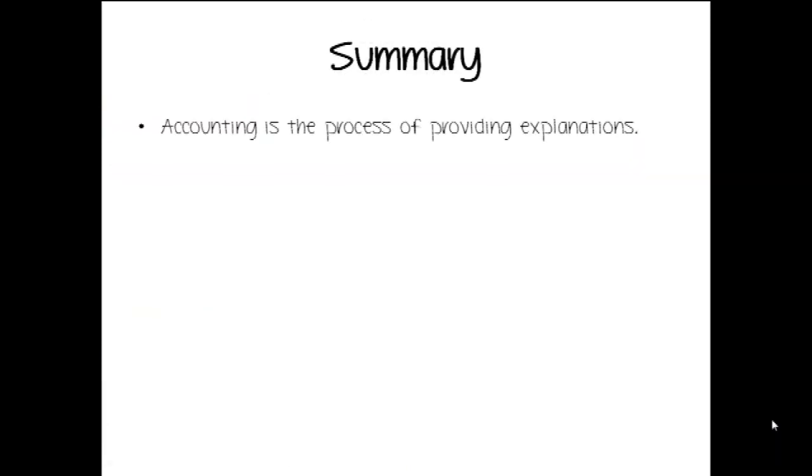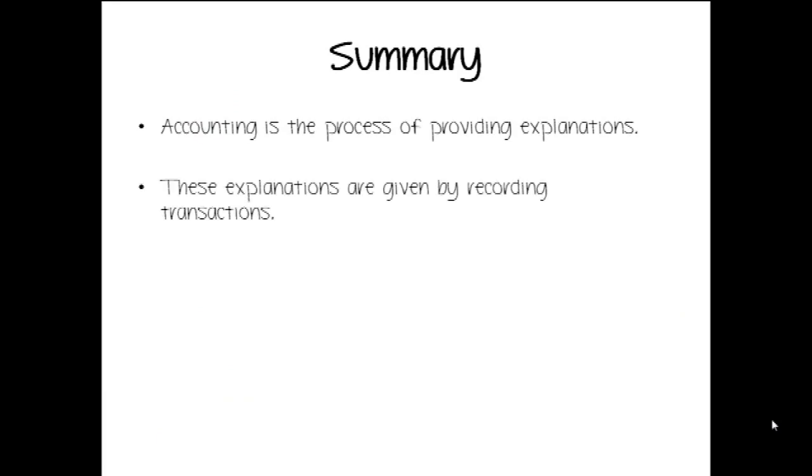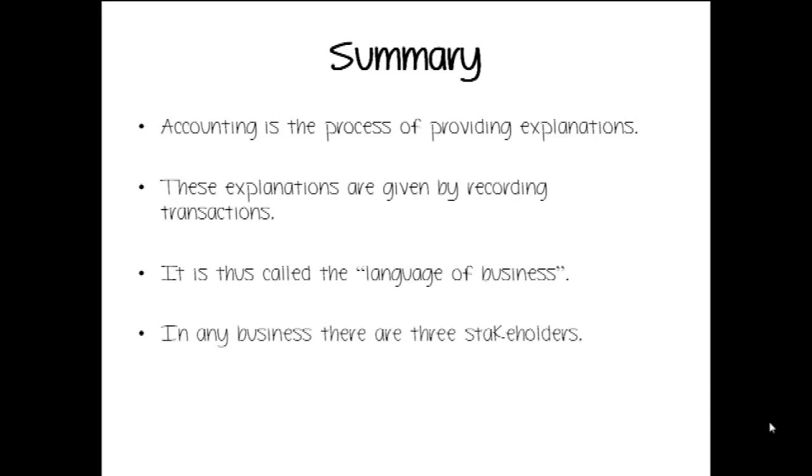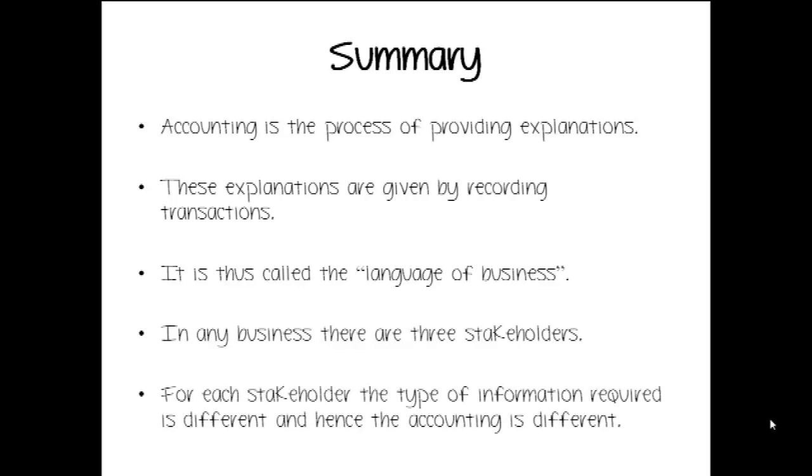Summary: accounting is the process of providing explanations. These explanations are given by recording transactions. It is thus called the language of business. In any business, there are three stakeholders. For each stakeholder, the type of information required is different, and hence the accounting is different.